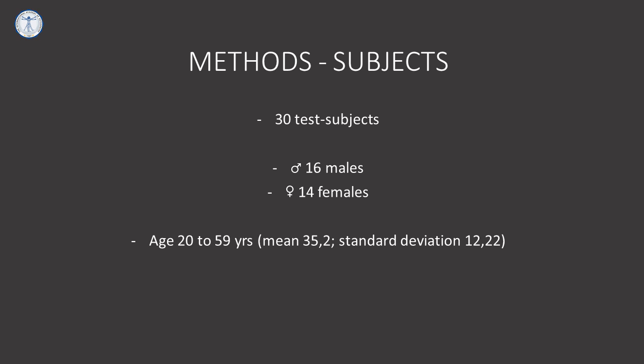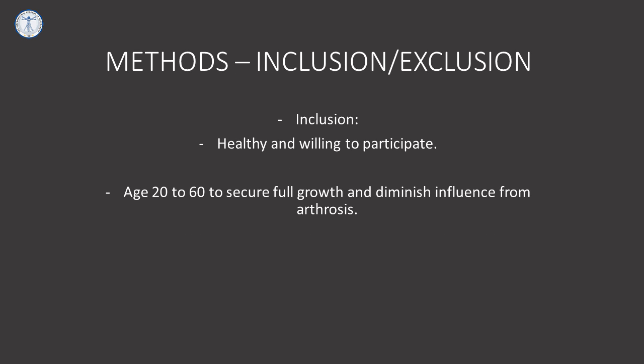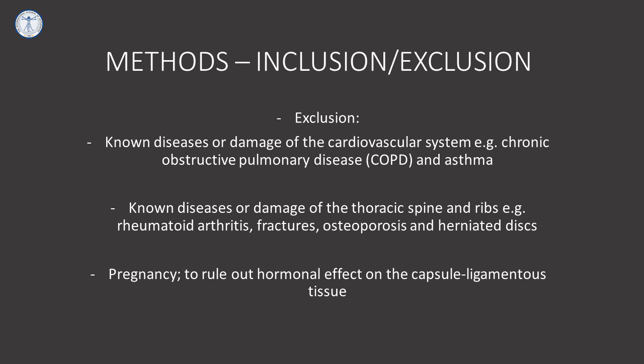30 test subjects participated in this study, 16 males and 14 females, aged 20 to 59. There was no control group. The inclusion criteria were that they were healthy and willing to participate, aged 20 to 60 to secure full growth and diminish influence from arthritis, and the exclusion criteria were known diseases or damage of the cardiovascular system, known diseases or damage of the thoracic spine and ribs, and pregnancy.